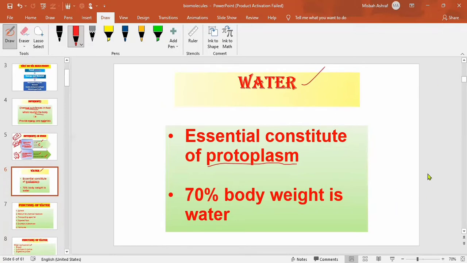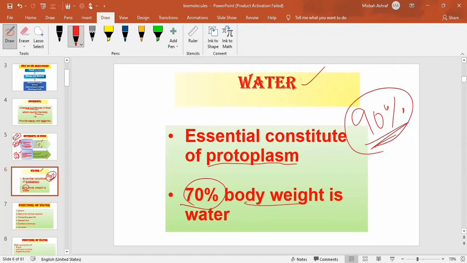We have studied in the cell that 70 to 90% water is present in the protoplasm of the cell. So it means that water is a very important component of the cell. And 70% by body weight, water is also present in our overall body. 90% is present in the protoplasm and 70% is present in the body. So that's why it's very important.